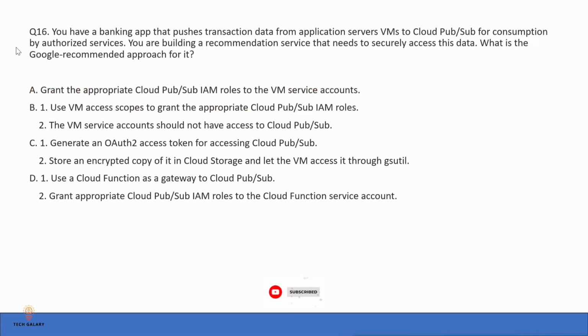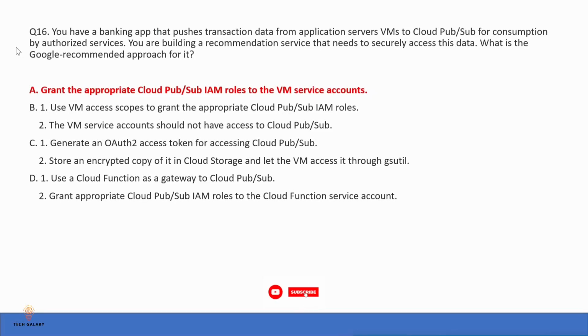Next question. You have a banking app that pushes transaction data from application server VMs to Cloud Pub/Sub for consumption by authorized services. You are building a recommendation service that needs to securely access this data. What is the Google recommended approach for it? Option A, grant the appropriate Cloud Pub/Sub IAM roles to the VM service accounts. Option A is correct because the service account can only execute API methods that are allowed by both the access scope and the service account's specific IAM roles. So to properly push data to Pub/Sub, the VM service account needs to have the appropriate roles.